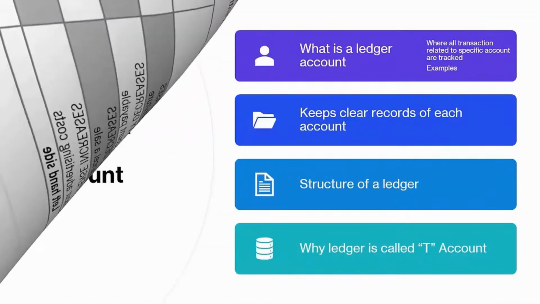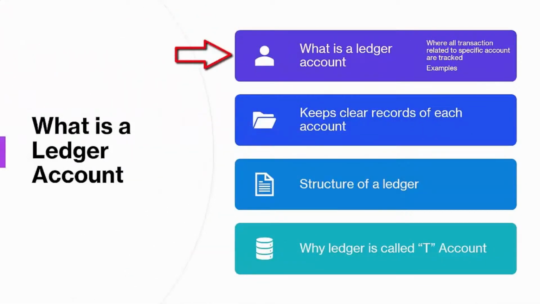What is a ledger account? A ledger account is essentially a detailed record where all the transactions related to a specific item are tracked. These items can include assets, like cash or machinery, liabilities, like loans or payables, income, like sales, or expenses, like rent or wages. The ledger account keeps a clear record of every transaction, showing how much money is coming in, going out, and what it's for.